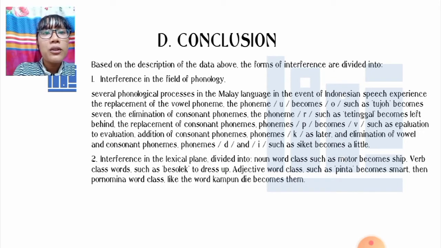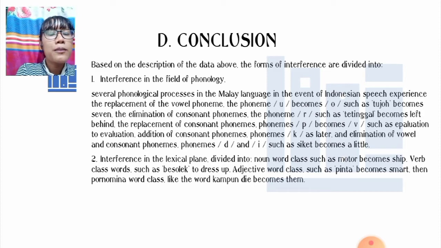For the conclusion, based on the description of the data above, the forms of interference are divided into: number 1, interference in the field of phonology. Several phonological processes in the Malay language, in the event of Indonesian speech, experience the replacement of vowel phonemes. The phoneme U becomes O, such as tujuh becomes tujoh. The elimination of a consonant phoneme, the phoneme R, such as tinggal becomes tinggal without the R.